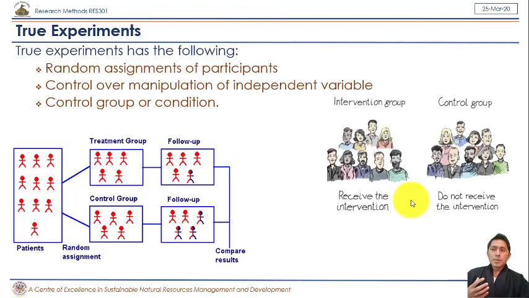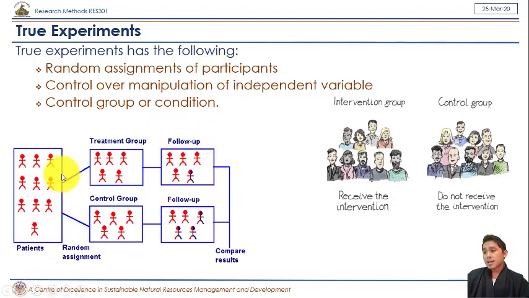So a random assignment of participants, or any group: a true experiment should have random assignment. For example, this is a control one and this is an experimental one. To choose this as an experiment and this as a control, we should have equal random chances from the population for us to choose these two groups.